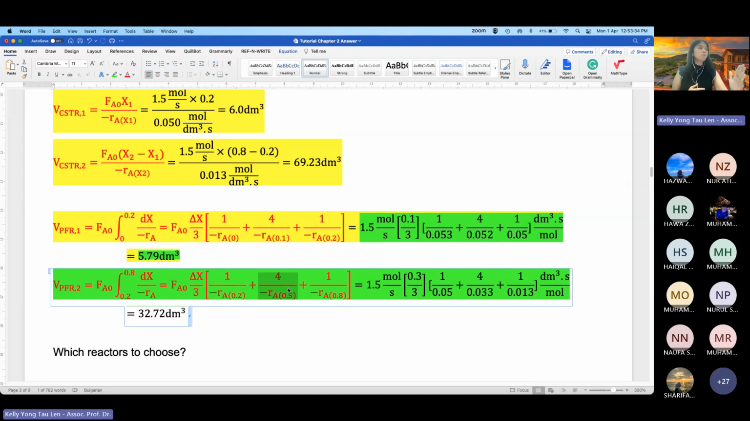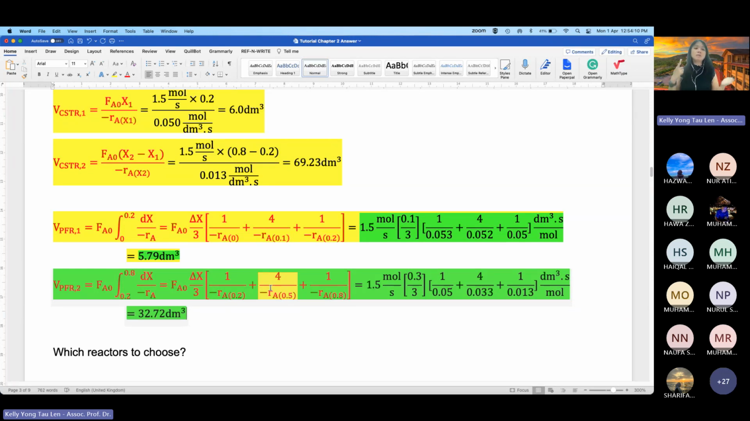You have 0.2 as your initial x, your final x is 0.8, and your middle x is actually 0.5. If you're not sure, you can calculate it. Initial 0.2, final 0.8, your middle x is 0.5. That's why the middle point becomes 4 per minus RA at x 0.5, the middle x. Remember I told you the equations are provided, but you have to really know what is my middle x, what is my initial x, what is my final x. This is the one that will change according to the question.